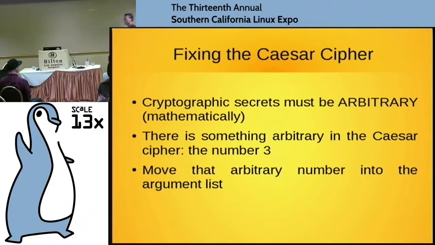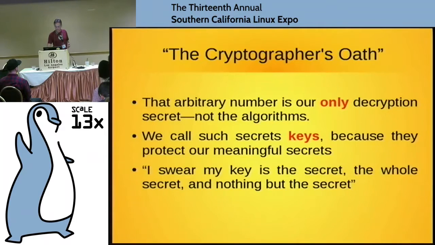Fortunately, there's actually something arbitrary in the Caesar cipher itself, and that's the number 3. I didn't have to add and subtract 3. So what I'm going to do here is grab that number 3, yank it out and stick it up in the argument list. And then that thing we pass in is the only secret we're going to have. The algorithms are not going to be secret.